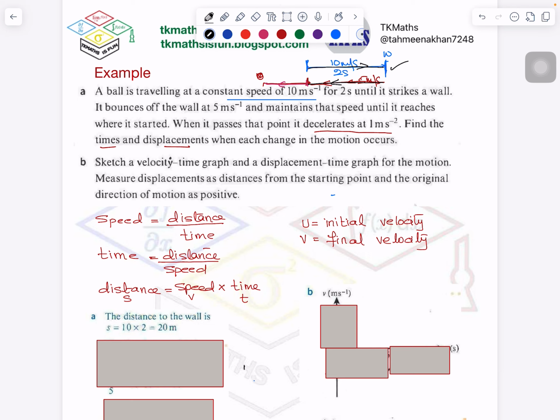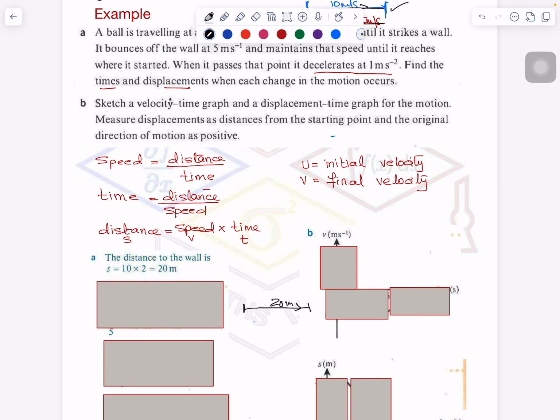So let me sketch here roughly for better understanding. So this is 20 meter. Now it will strike back from here. When it strikes back, the speed has reduced. Now it is 5 meter per second. Earlier it was 10 meter per second and the time was 2 seconds. Now it is coming back here. We know the distance is the same, 20 meter, because it is coming back to the starting point.